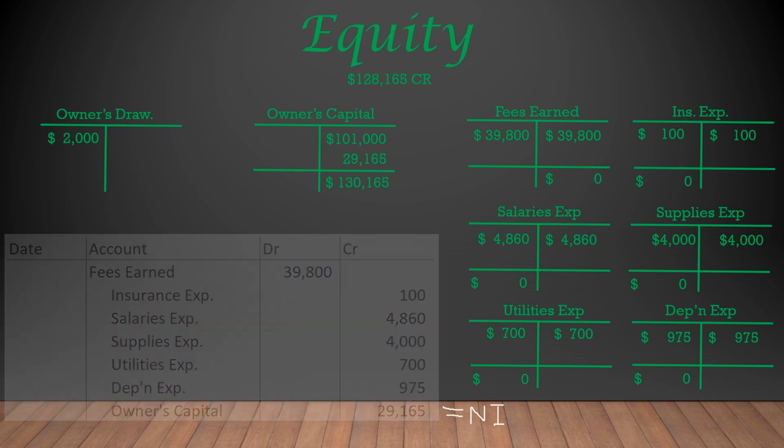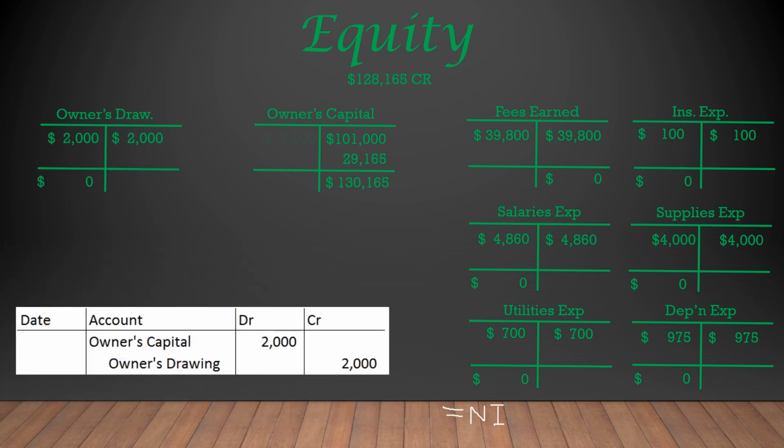Next, close out drawings to owner's capital just as we did before, and we arrive at our ending owner's capital balance to carry forward into the new year. Also note that our total equity didn't change. We had a total of $128,165 in net credits before our closing entry, and we now just have one account with a credit of that very amount.